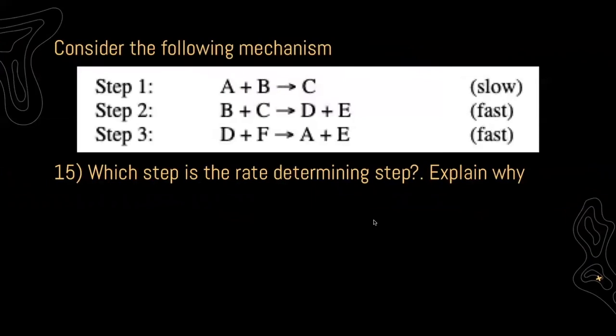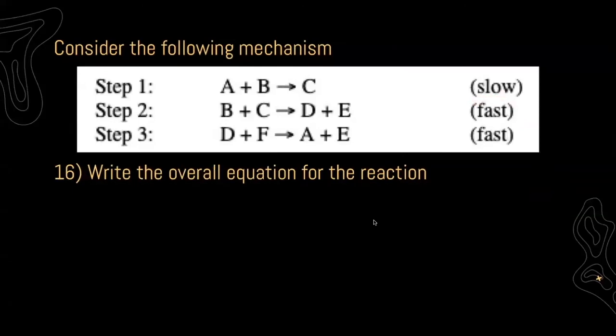Now we have to identify the rate determining step. So in this case, we are told that our first step is the slowest one. So step 1 is going to be our rate determining step. It doesn't matter how fast the other ones go, because our slow one is ultimately going to dictate the rate of our reaction.